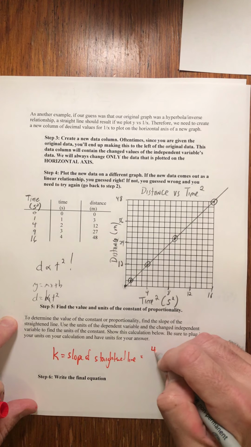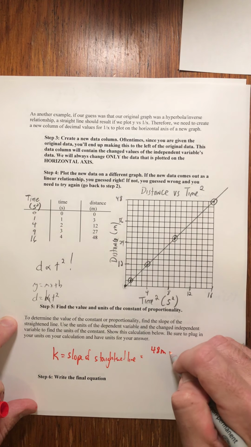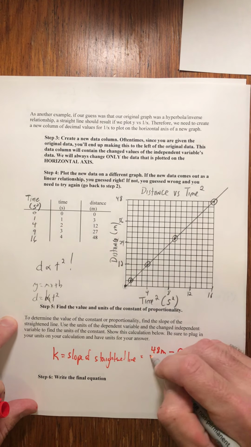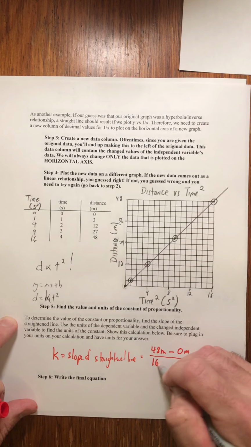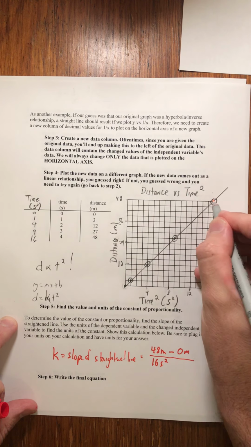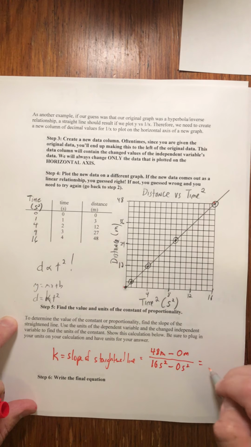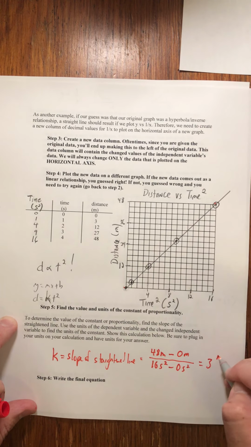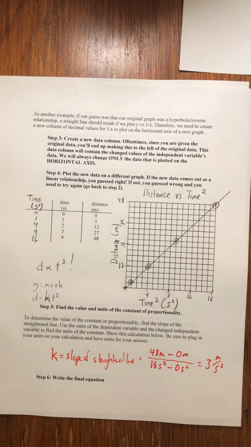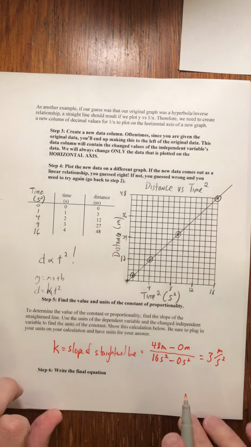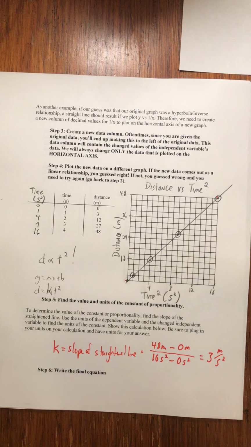And so let's do that here. I've got 48 meters minus 0 meters over 16 seconds squared minus 0 seconds squared, because I'm going to choose this point and that point. And what do I get? I get 3 meters per second squared. Awesome. And so now our last step is to write the final equation. So take a second and see if you can figure out what the final equation is.